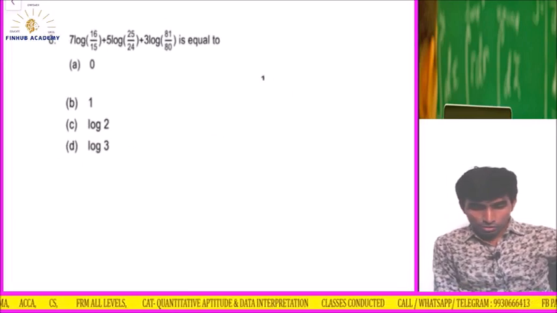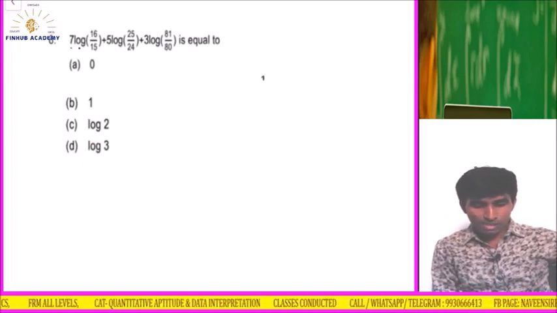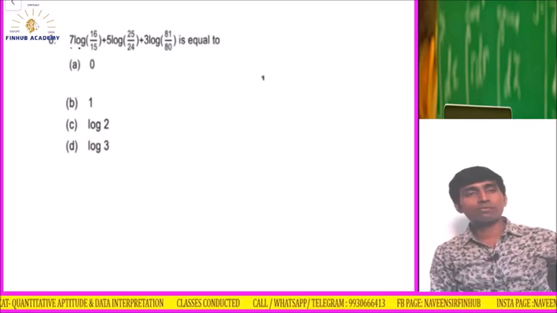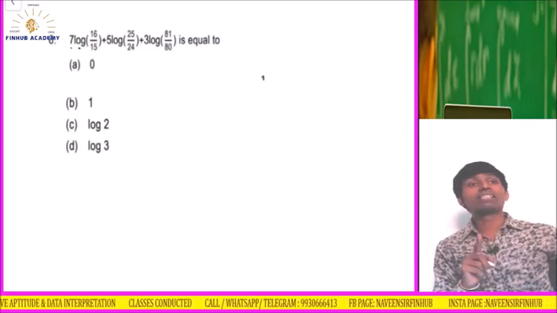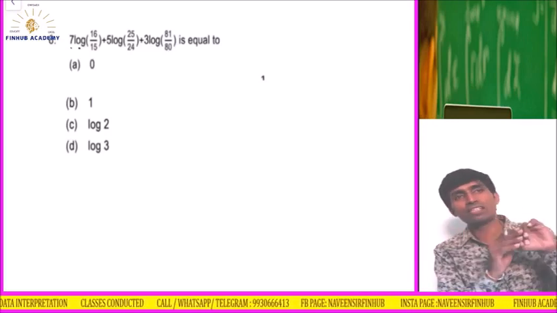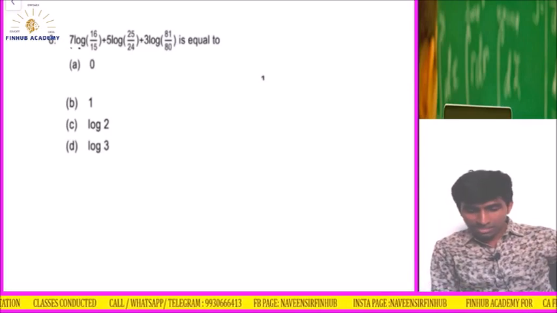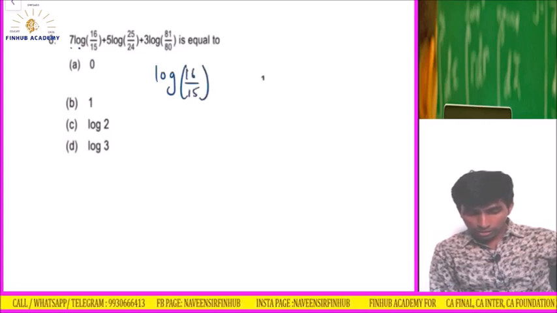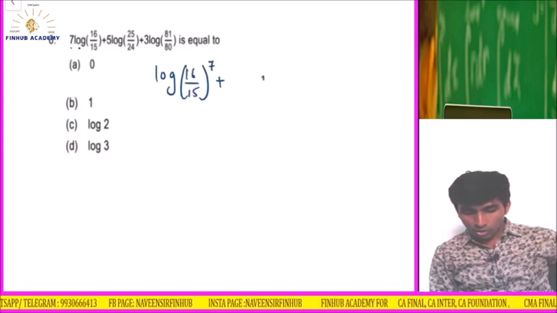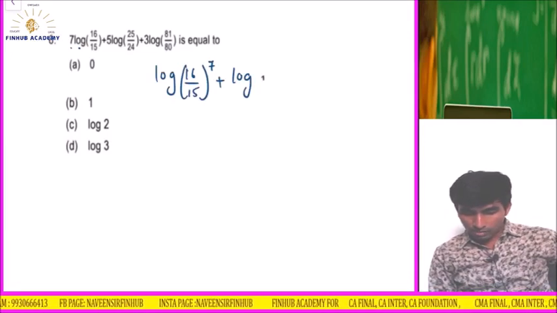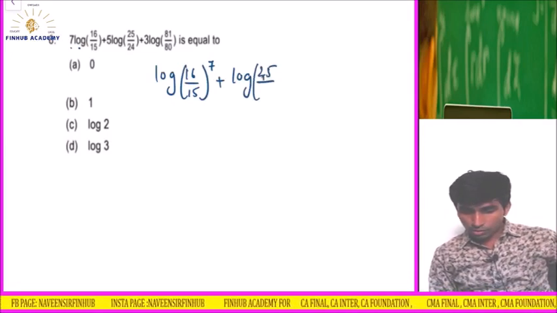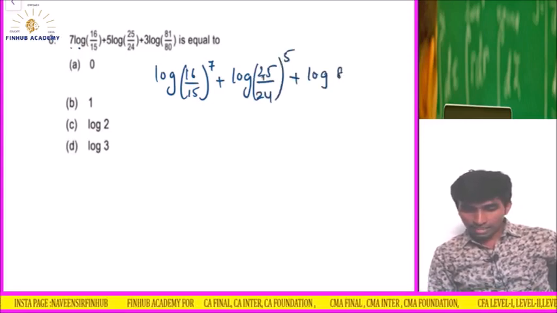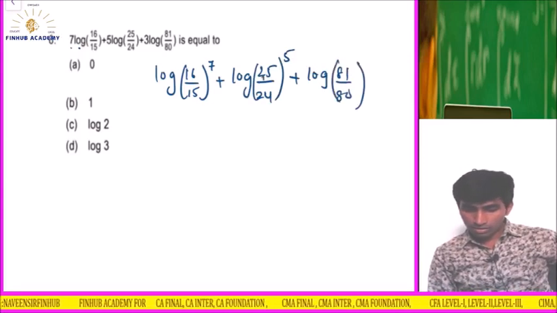Listen. So here 7 into log of 16 by 15, 5 into log of 25 by 24, 3 into log of 81 by 80. If you remember, in series 1 also we did this type of sum. This type, in the sense whenever the log has a number in front of it, it will go to the power. Means this can be written as log of 16 upon 15 the whole raised to 7, correct? And plus log of 25 by 24 raised to 5. Same way this can be written as log of 81 by 80 raised to 3.